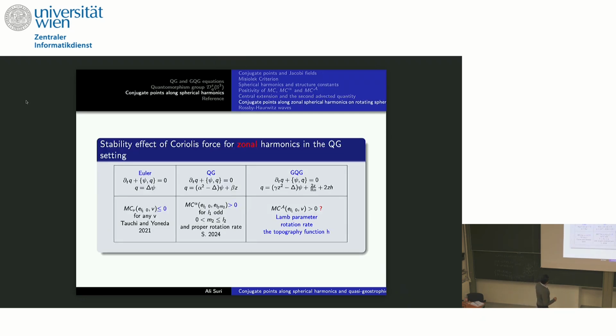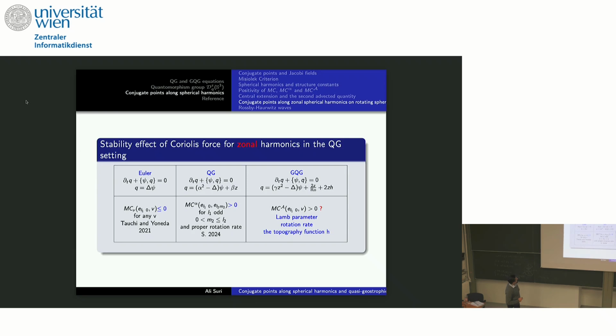So let's go and see the effect of the rotation. This encodes the effect of rotation of Earth in the quasi-geostrophic equation, this term in the global quasi-geostrophic equation. What can we say about the stability effect of this rotation? In the sense that we find more directions with positive curvature.